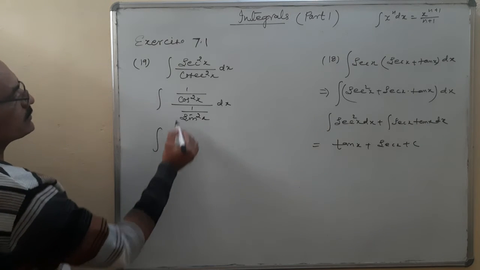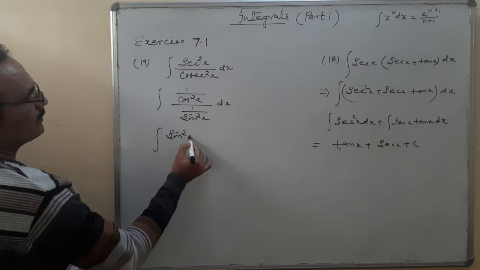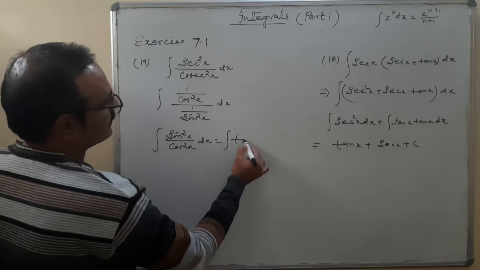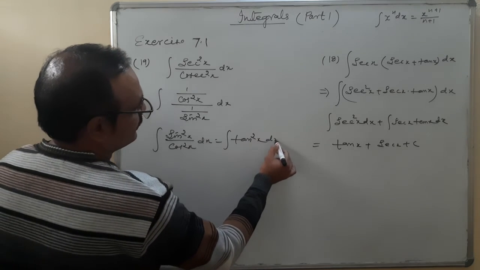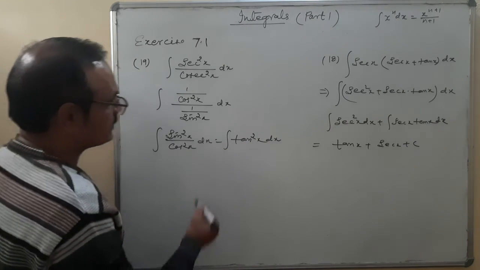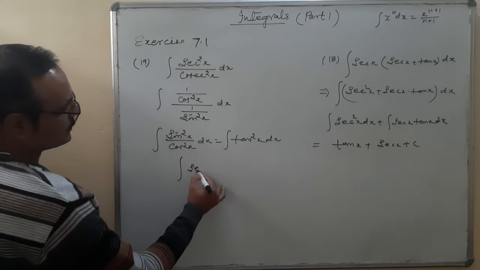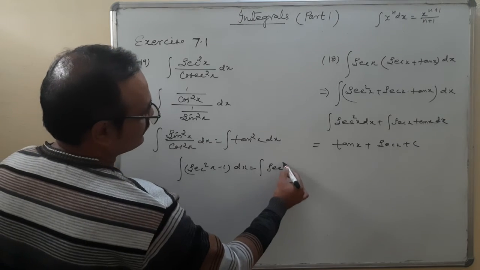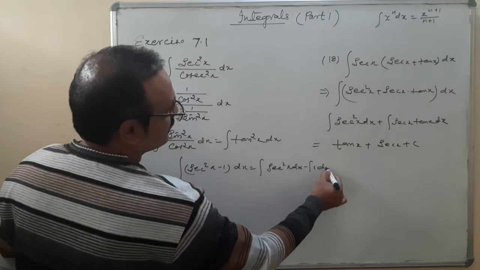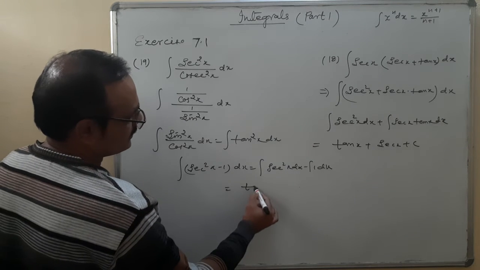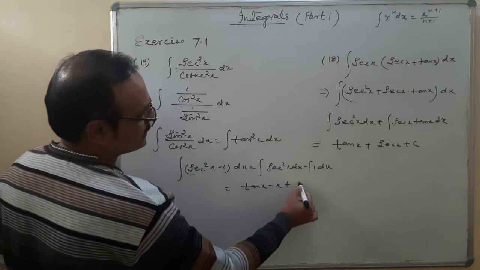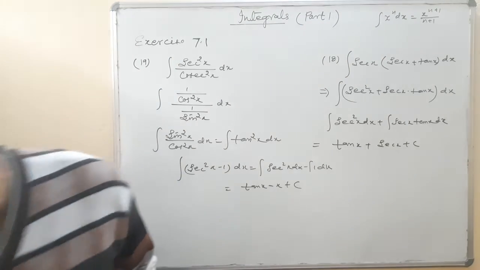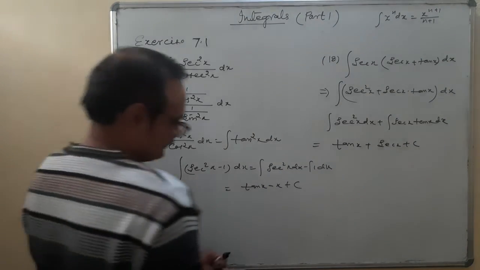What is coming here? Sin square x upon cos square x, therefore it is tan square x. But we don't know the integration of tan square x. So tan square x we can write as sec square x minus 1. Now it is sec square x dx minus 1 dx. So the integration is tan x minus x plus c. Whenever you have a term of tan square x, you convert it into the form of sec square x minus 1.